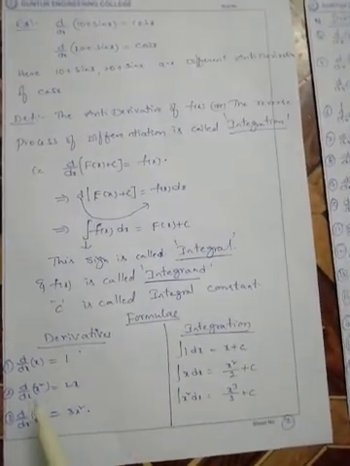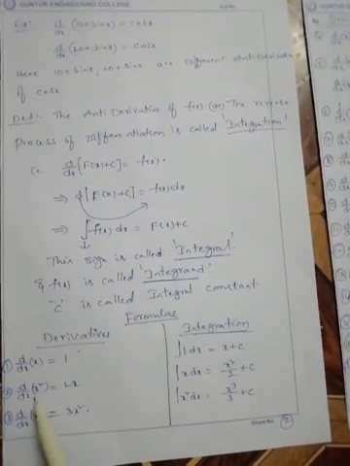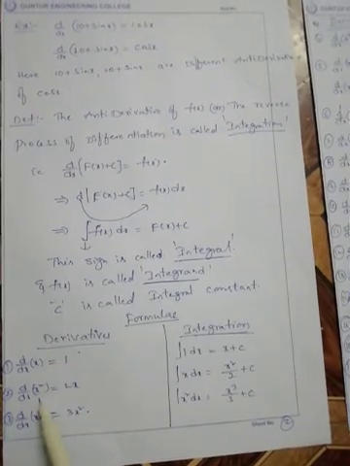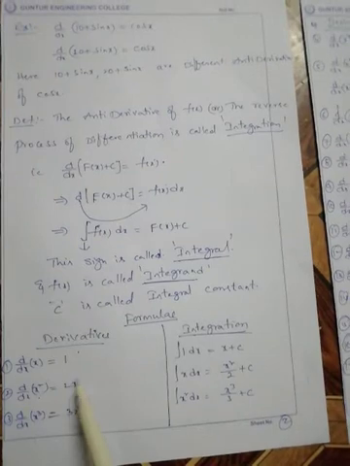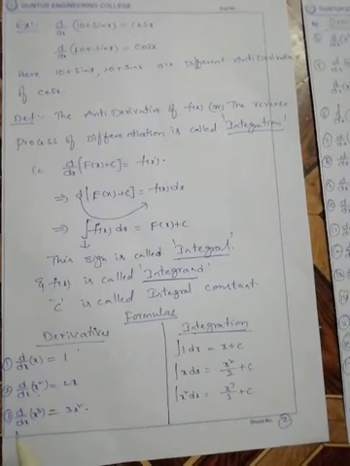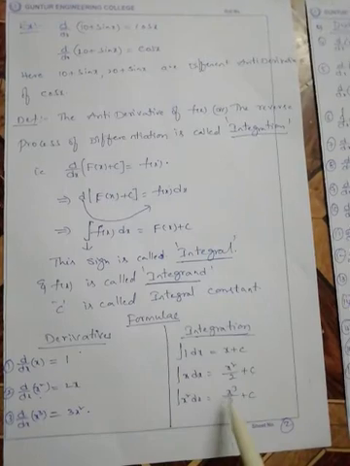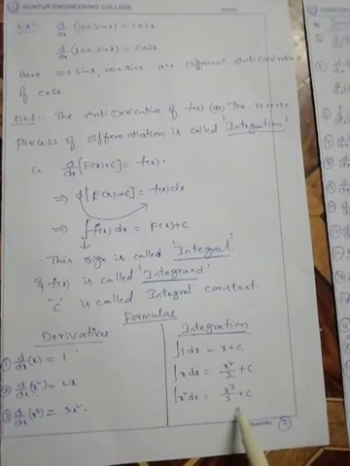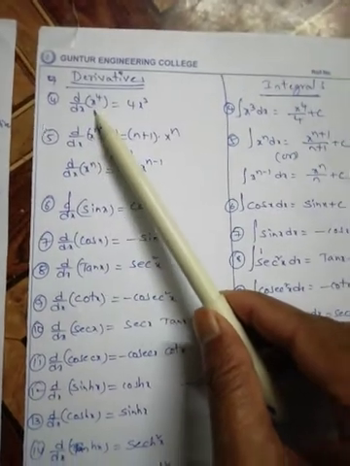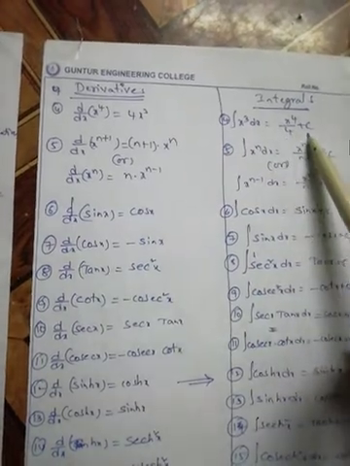Similarly, d by dx of x square is equal to 2x. This 2 goes to the other side into the denominator, giving x square by 2. Integral x dx is equal to x square by 2 plus c. Similarly, d by dx of x cube is equal to 3x square, so integral x square dx is equal to x cube by 3 plus c. Next, formula number 4: d by dx of x power 4 is equal to 4x cube, so integral x cube dx is equal to x power 4 by 4.